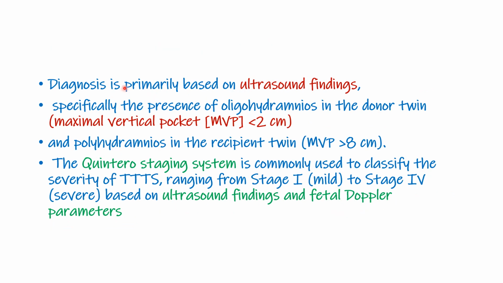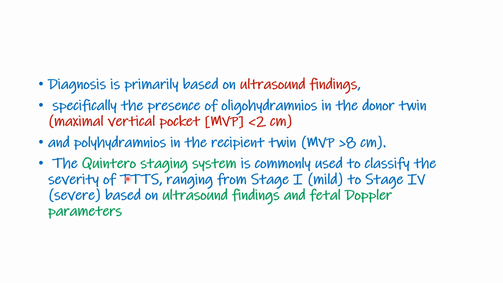In terms of diagnosis, it is primarily based on ultrasound findings, where you'll find the presence of oligohydramnios in the donor twin, that is a maximum vertical pocket of less than 2 centimeters, while polyhydramnios in the recipient twin is a maximum vertical pocket of greater than 8 centimeters.